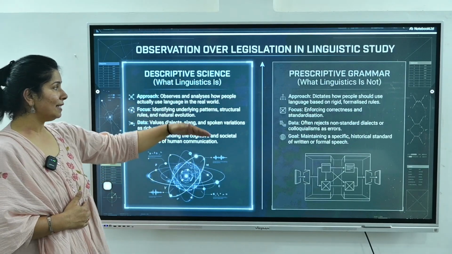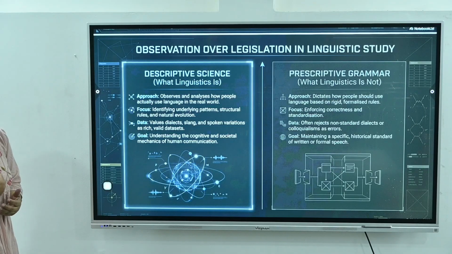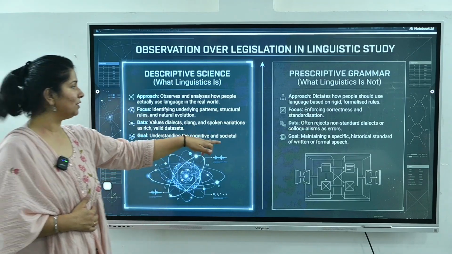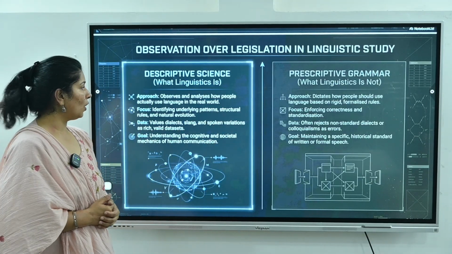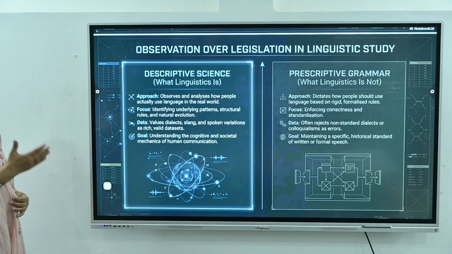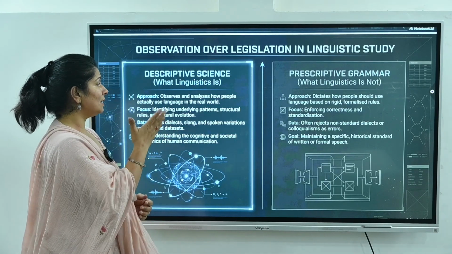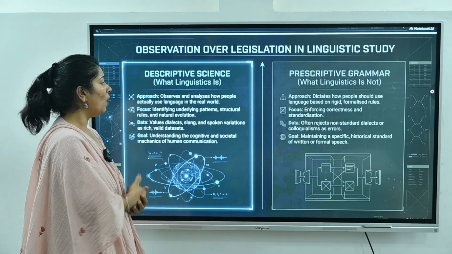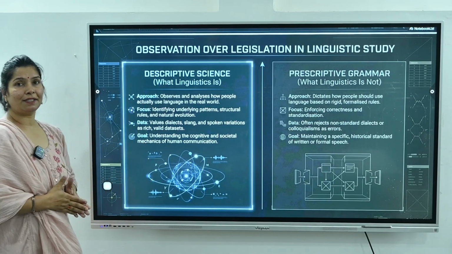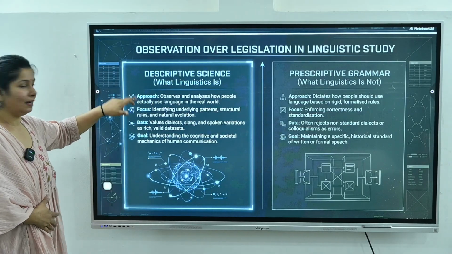Prescriptive grammar enforces correctness and standardization. Linguistics values dialects, slang, and spoken variation as rich and valid data sets. On the other hand, prescriptivism often rejects non-standard dialects or colloquialism as errors. Linguistics understands the cognitive and societal mechanics of human communication. On the other hand, prescriptivism maintains a specific historical standard based on written and formal speech. So on the basis of these characteristics and features, we can see that linguistics is descriptive in nature.